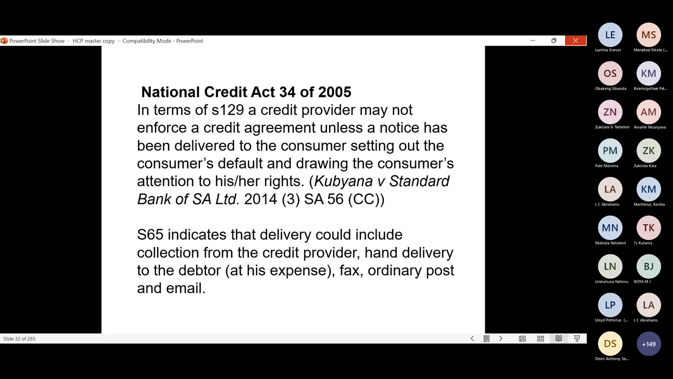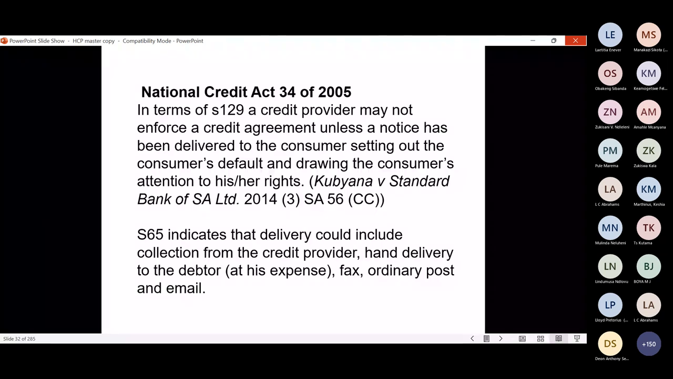Okay. The National Credit Act 34 of 2005, the section 129 notice, which I referred to earlier. Now, a credit provider: this is if you entered into a credit agreement. The most common credit agreements are when you apply for a credit card, apply for a loan from the bank, apply for a car loan to buy a car, or apply for a bond. That kind of credit agreement.